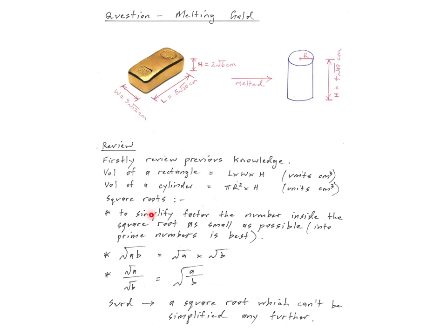I'd also like them to express their previous knowledge in relation to square roots, just to state that they need to simplify, or factorise, the number inside the square root as small as possible, and to show the previous knowledge in relation to the rules where the square root of a times b is the square root of a times the square root of b, and the square root of a over b is the combined square root of a over b.